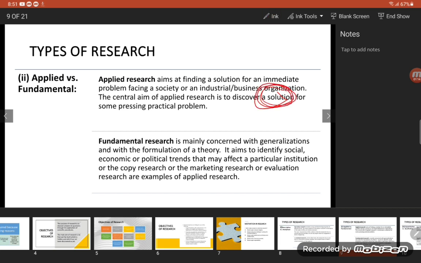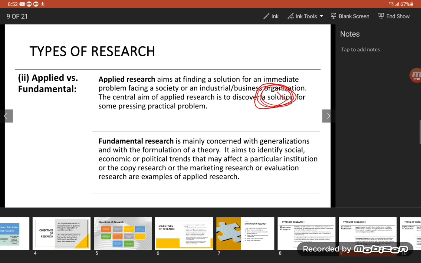What about the fundamental? Fundamental is mainly concerned with generalization and generalization of theory. So if you think about a marketing research, do you think marketing research is applied research or fundamental research? Actually, marketing research is an applied research. What about the fundamental?